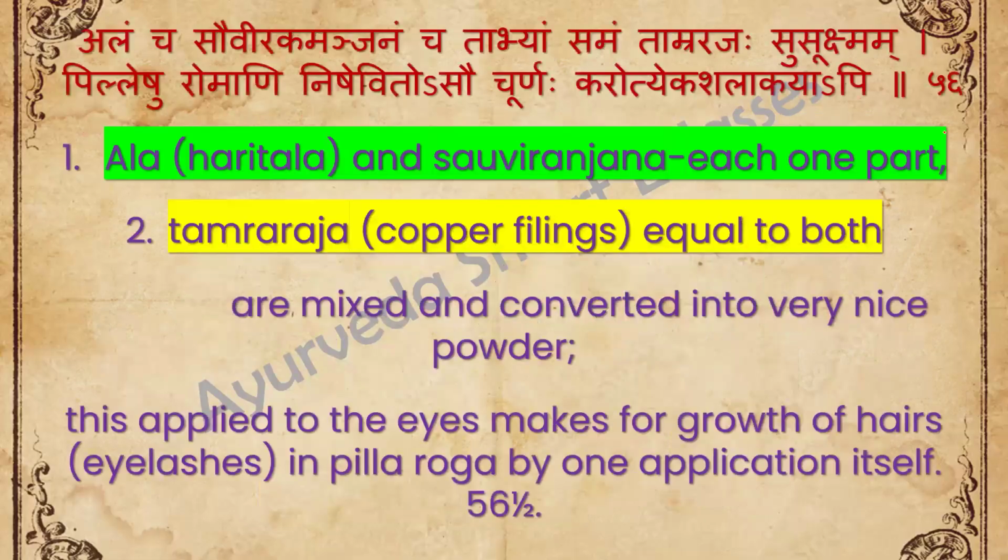Aladi Anjana. Alam cha savviragam anjanam chatabhyam samam tamra rajaha susukshma. Pilleshu romani nishevido asau churnaha karodi eka Shalakya abhi. Ala or haritala and savviranjana, each one part, tamra raja copper filing equal to both. These are mixed and converted into very nice fine powder. This applied to the eyes makes for growth of the hair in Pilla Roga by one application itself.